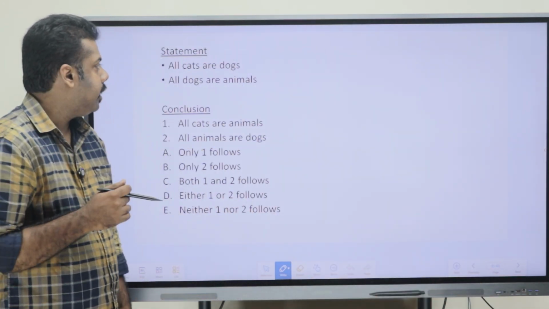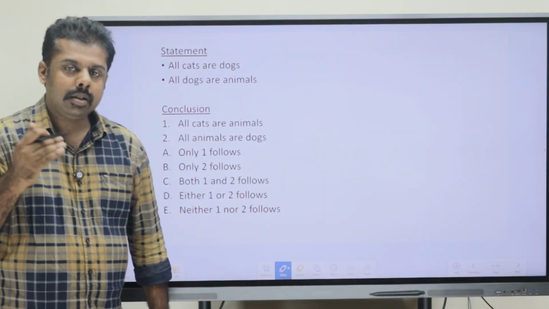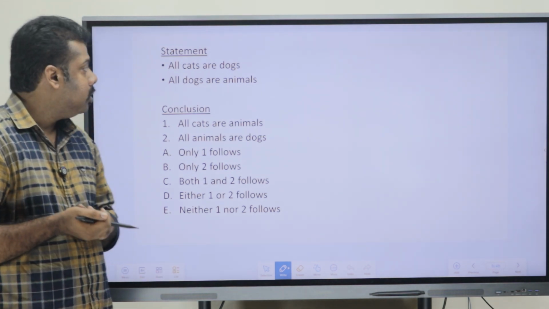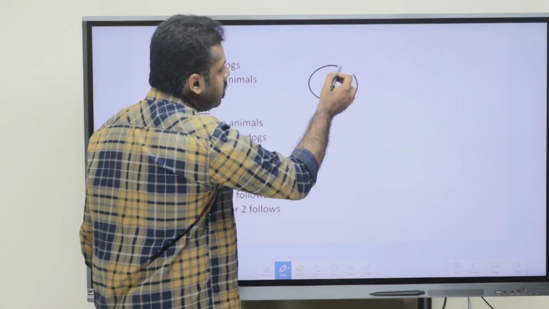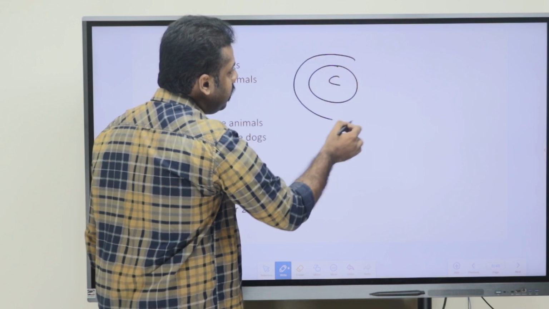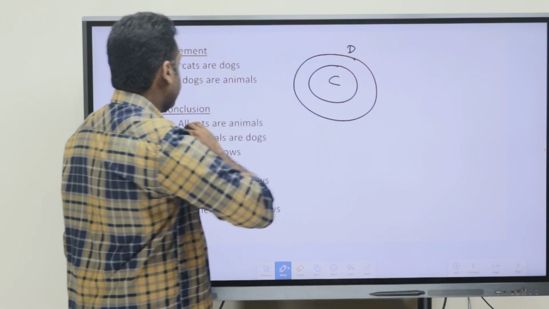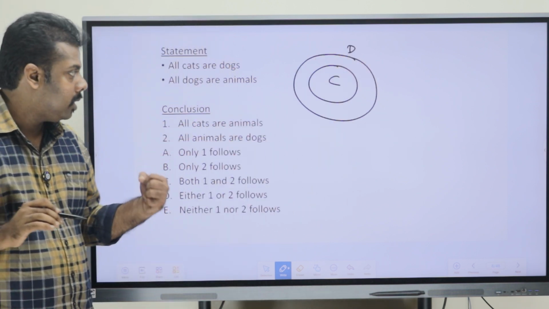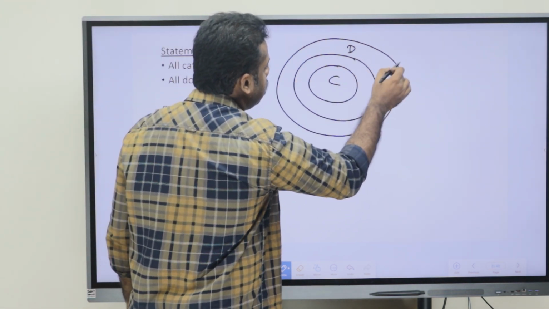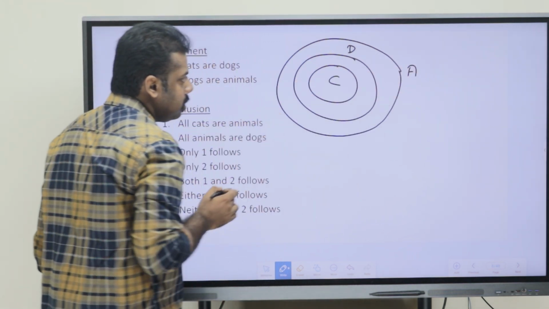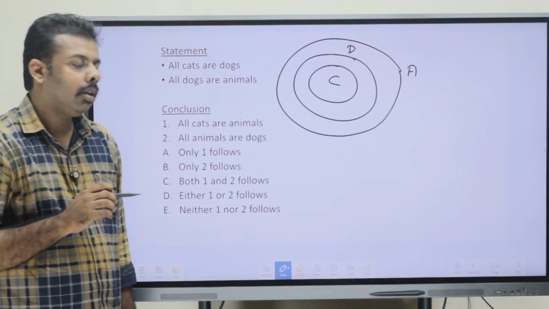Okay, now moving on to the next question, we can just start with the Venn diagram part. So all cats are dogs. Okay, so we can just draw that all cats are dogs. So cat has to be placed inside a dog. Then all dogs are animals. So dog entirely has to be placed inside the animal. So this is how a Venn diagram looks like here.